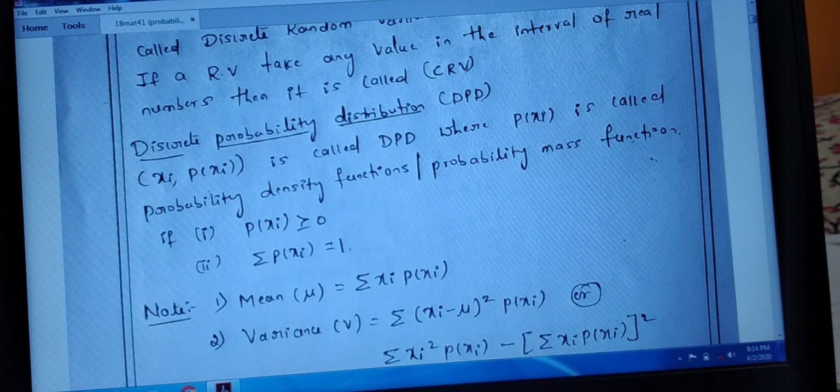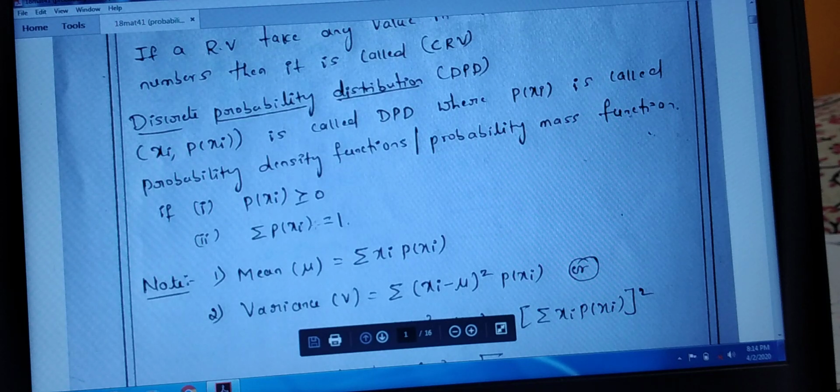I repeat, the set of xi with p of xi is called a discrete probability distribution. In this, p of xi is called the probability density function or probability mass function if it satisfies two conditions. First, all the p of xi must be greater than or equal to 0, meaning it should take all positive values. Second, the summation of p of xi must be equal to 1, that is, the sum of all these values must be equal to 1.